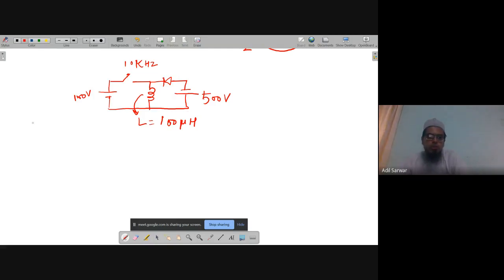Moreover, one more piece of information is given: T on plus T off is equal to 100 microsecond. This is also given.